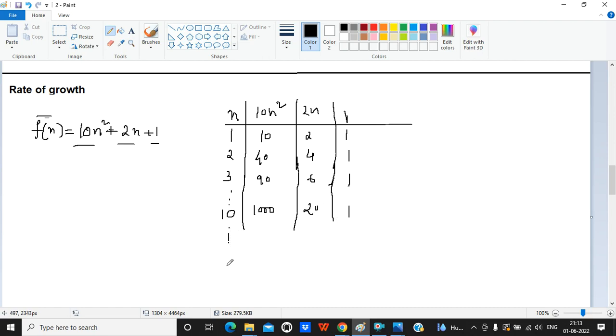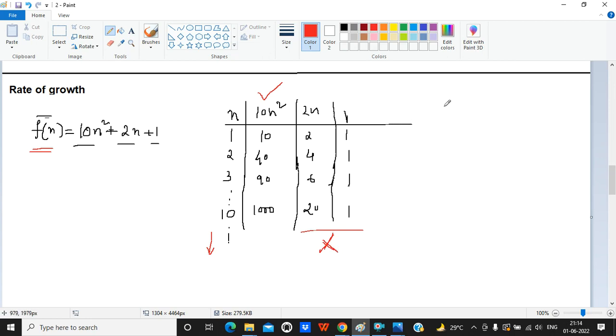So now if you continue increasing the value of n, tell me which part is contributing the most in this fn? Clearly this 10 n square. For higher values of n, the contribution in the total time of the other two terms is very, very negligible. Because we are comparing approximately, we are not getting the exact running time. So for higher values of n, the contribution of these terms is negligible, so we consider only this term.